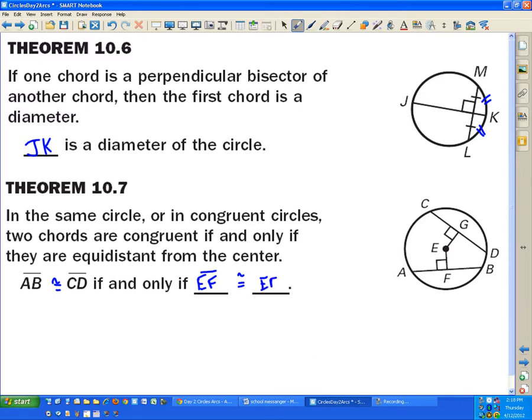And so these are all the theorems and definitions that we're going to be talking about in class, so please make sure you have these down.